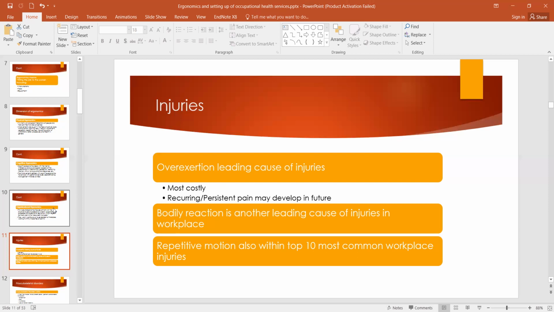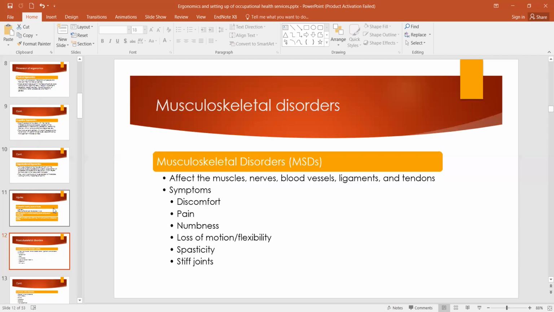Bodily reaction is another leading cause of injury in the workplace. Repetitive motion is also among the top 10 most common workplace injuries. And a major injury involved in occupation is musculoskeletal disorder. Almost 33% of workers suffer from musculoskeletal disorder. It affects the muscles, nerves, blood vessels, ligaments, and tendons.